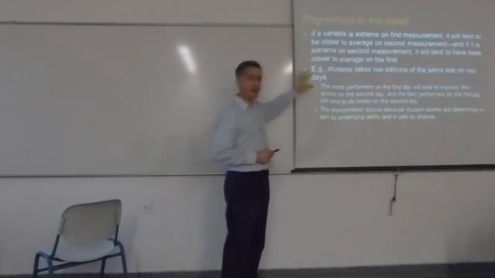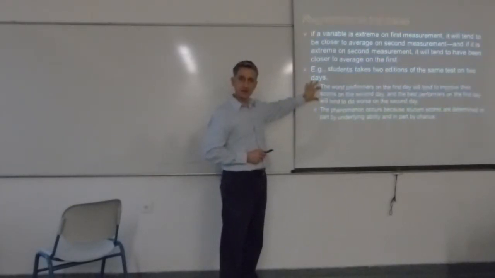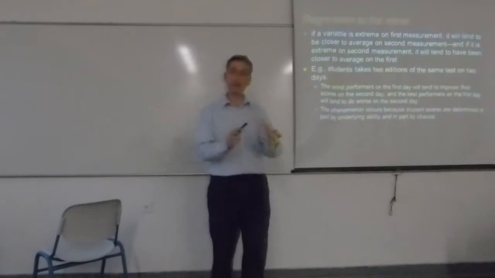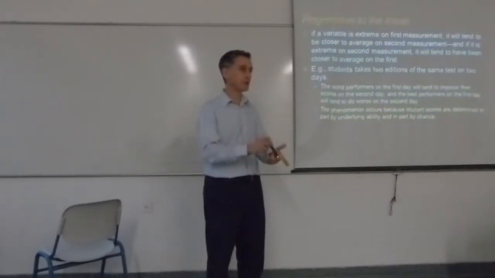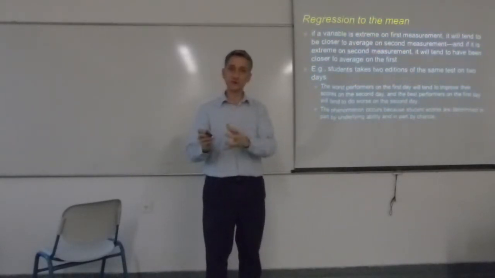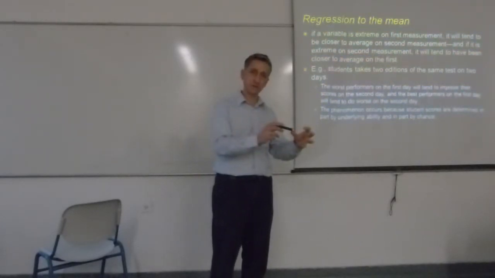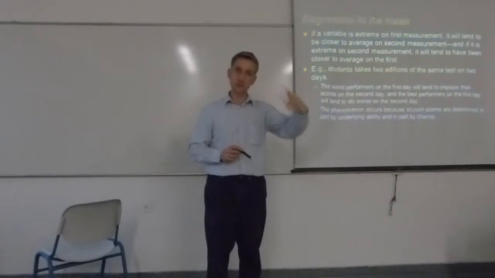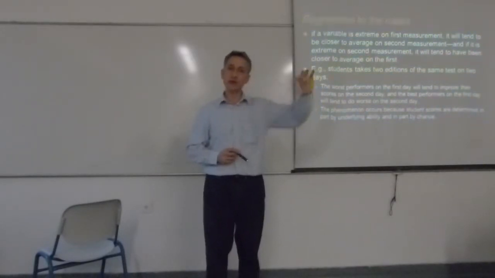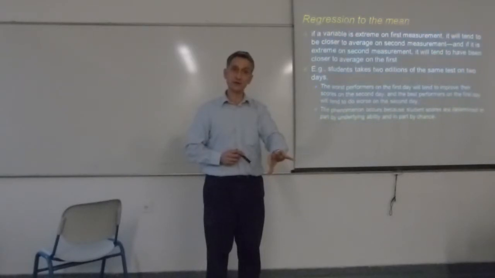If there was no chance element in it, if it was purely measuring what you know, then you would be consistent on each occasion. But it's going to be a bit of each, isn't it? It's going to be partly what you know and partly chance. So because it's partly chance, there's a regression to the mean. It doesn't say that everyone goes to the mean. It just means that if you have an odd set of readings, you're less likely to be odd the next time you test.